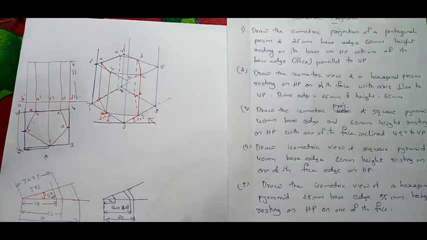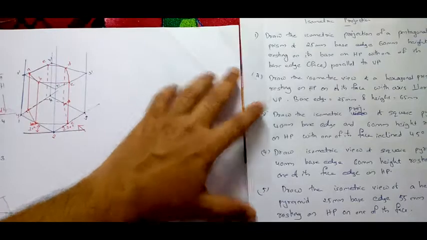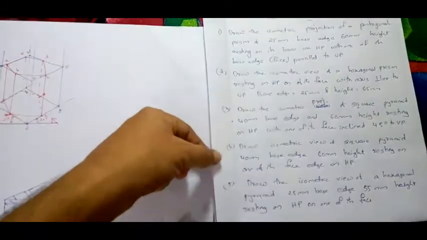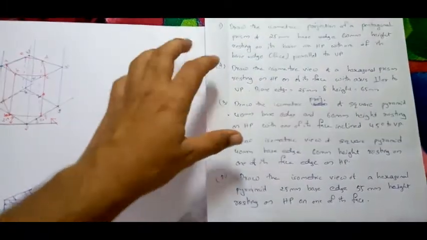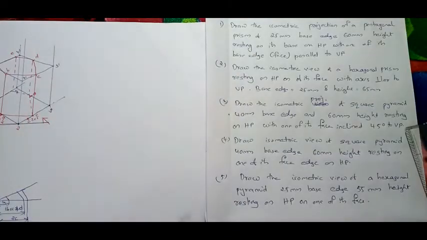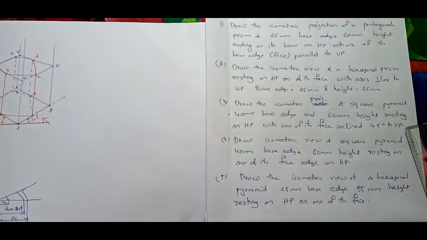Now we'll move to the second question. Second question is isometric view, so no need to take the scale, right? Isometric view of a hexagonal prism resting on HP on its face, with the axis perpendicular to VP. So here, resting on face with the axis perpendicular to HP, right?